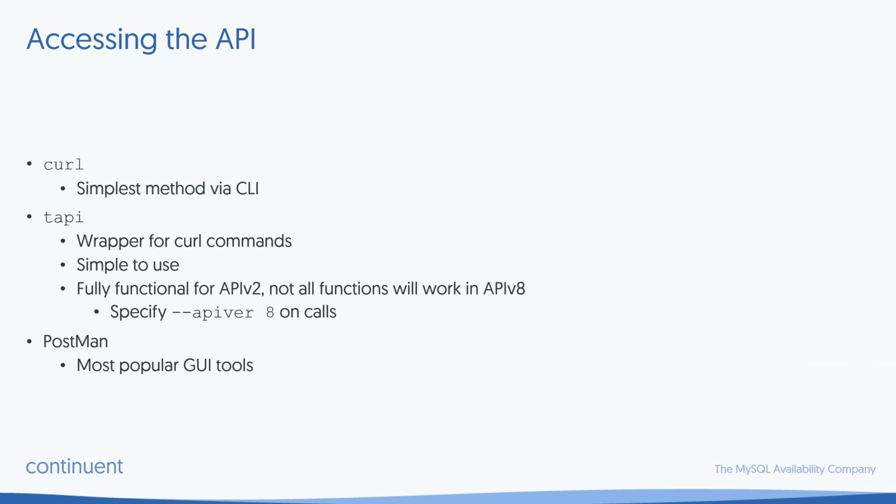This is a fully functional tool for API v2, so that would be in all of the version 7s of our Tungsten products. For version 8, not all of the functions will work yet. There is still some work to be done there, but you can try it specifying the --API ver8 on the various calls. Some calls will work, some calls won't work, so it is a bit of an experimental feature for version 8. And then there's also Postman, which is a third party and probably one of the most popular GUI tools for accessing and controlling APIs.